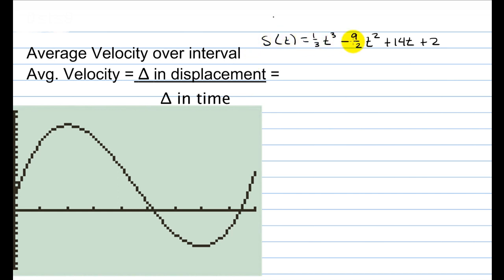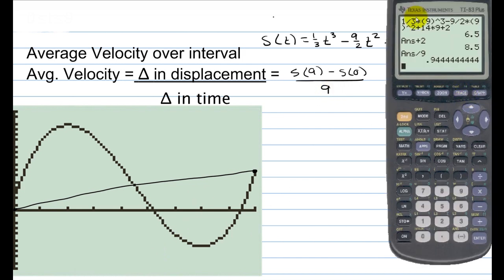Now I've written the equation up top here again. To find average velocity, it's the slope of the secant line from 0 seconds to 9 seconds, and that should be a straight line. So we're going to find the slope of the secant line, which is s of 9 minus s of 0 all over 9. And I've already typed it on the calculator to save a little bit of time. Let me bring it up. There's the function with 9 plugged in.